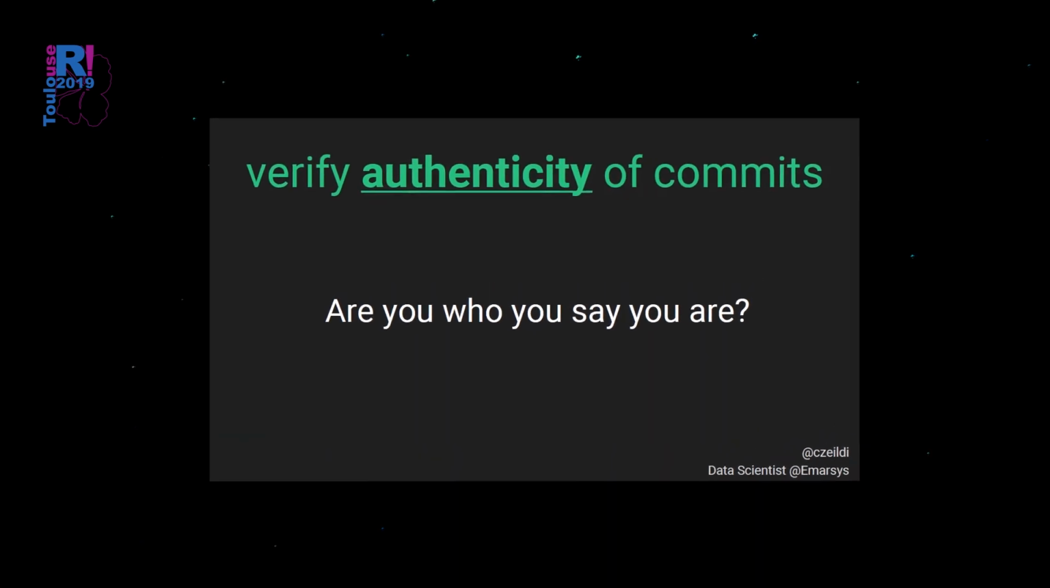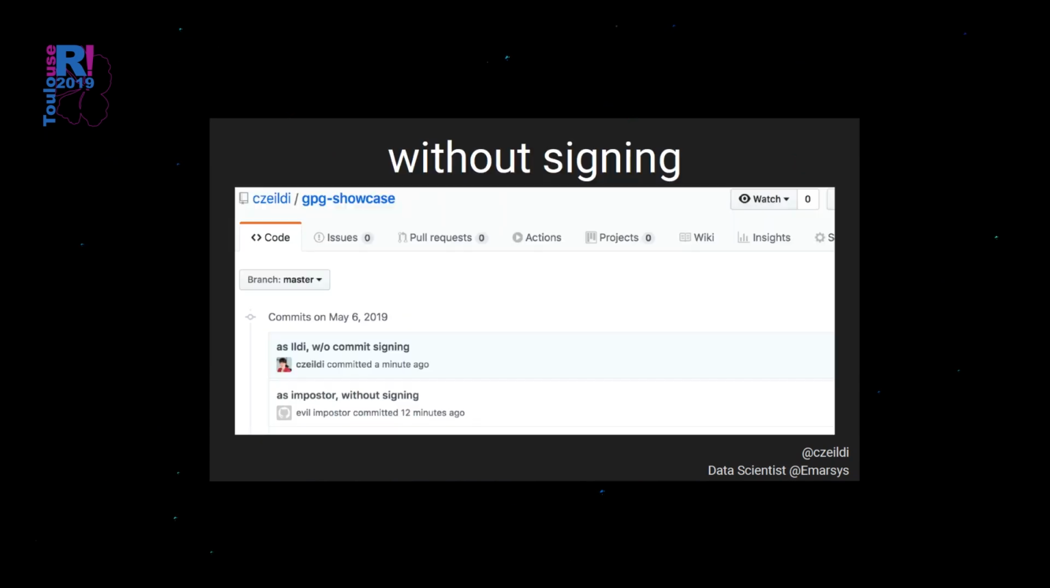So it is about who you are. It's not to be mixed with authorization, which is about what permissions you have, but not about your identity. So here's an example: without signing commits, you can commit in any name you want, and it also means that others can commit in your name as well.